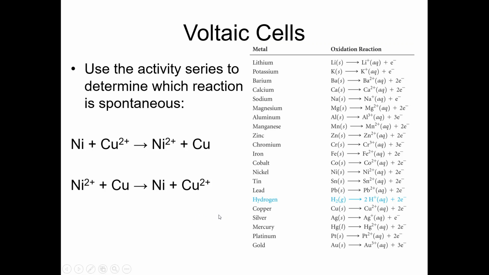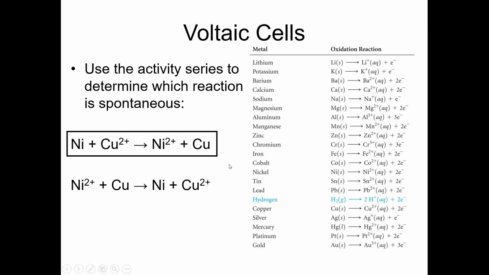Okay, well, as you recall, for a reaction to be spontaneous, the substance that is being oxidized has to be further up the activity series than the substance that is being reduced. And so if you look at the activity series, nickel is higher on the activity series than copper. Therefore, I want the reaction in which nickel is being oxidized and copper is being reduced. And that's the case in the first reaction. Nickel is being oxidized to nickel 2, copper 2 is being reduced to copper.